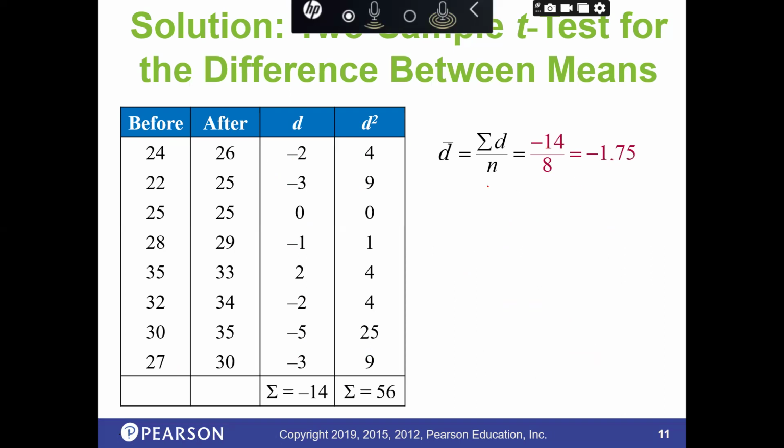So all the formulas, not to scare you guys too fast here. So it's a table. Here's your before, here's your after. So 24 minus 26 would be a -2. Right, so minus means better, right? And then what we're going to do is we're going to square it. Square each of these terms. Add up the differences. Difference is -14, so overall 8 players with the overall difference of -14 inches.